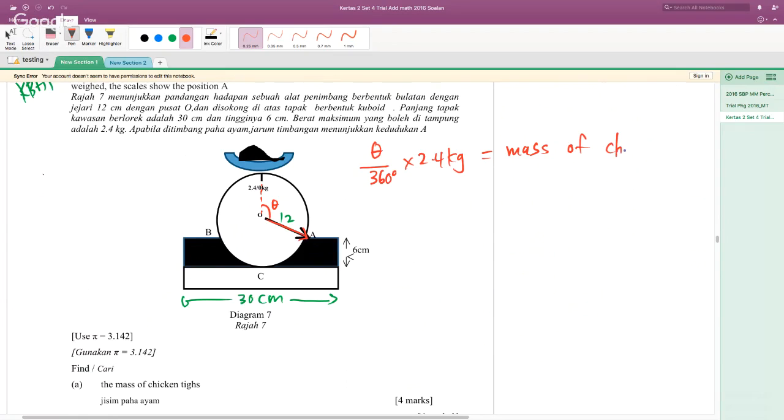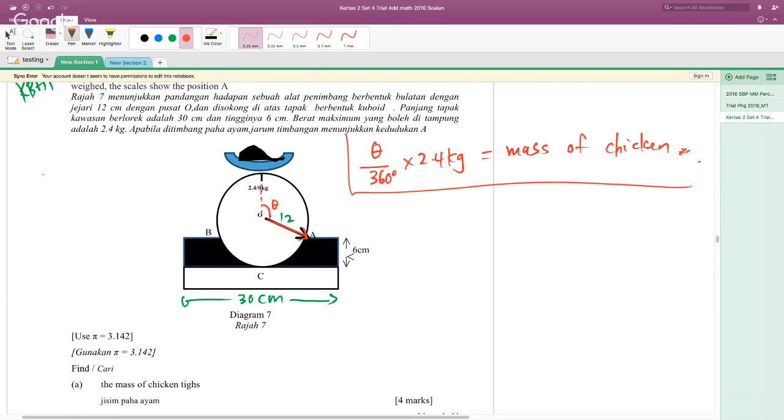Okay, mass of the chicken thigh, but I just use the chicken here. So yes, this is the idea. I will need to actually find the angle. In order to find the angle, I see some cuboid or sort of rectangle here, then I guess I can solve it here. So what I will do is like this.